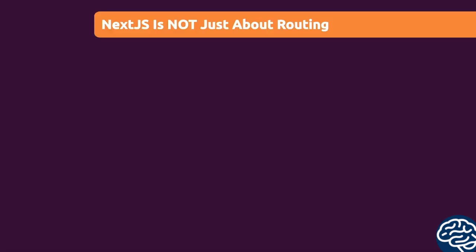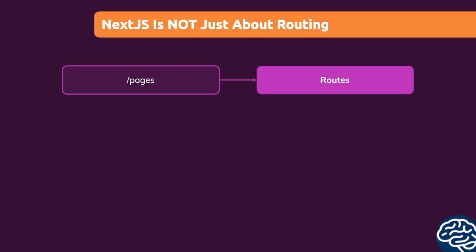Up to this point in the course, we learned about pages and we learned about routing, and that Next.js helps us with routing and that it allows us to define a route structure and define our routes in general by setting up files and folders in the pages folder. But as you see here on this slide as well, Next.js is not just about routing.